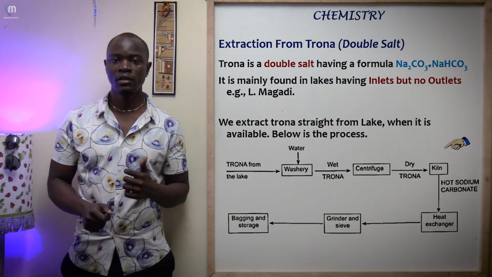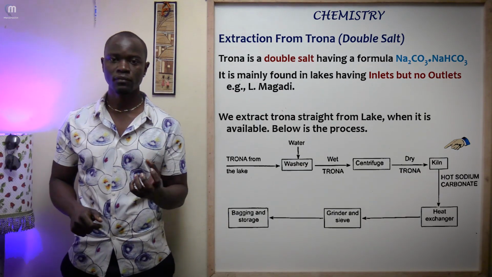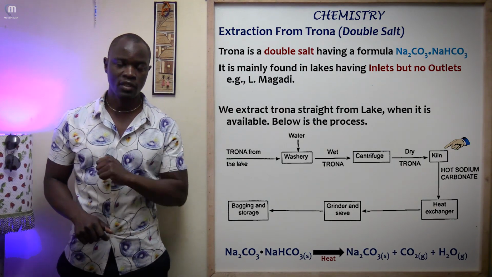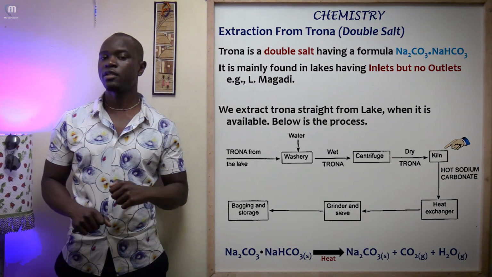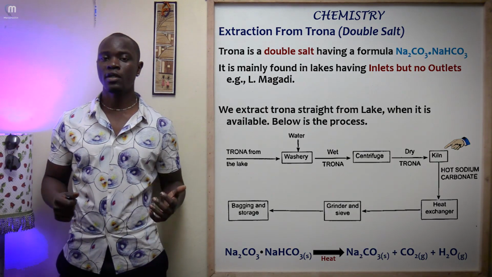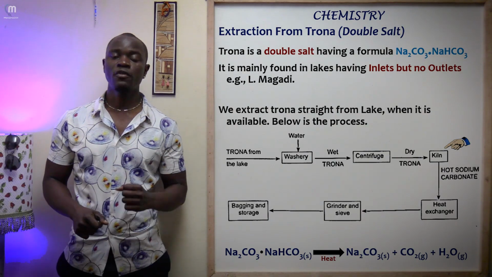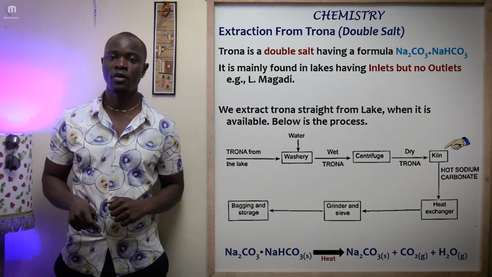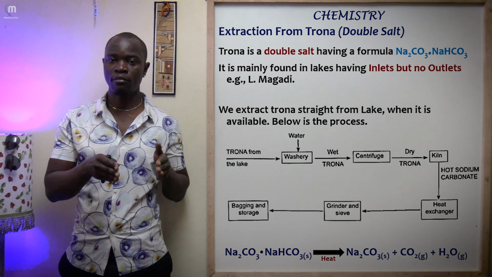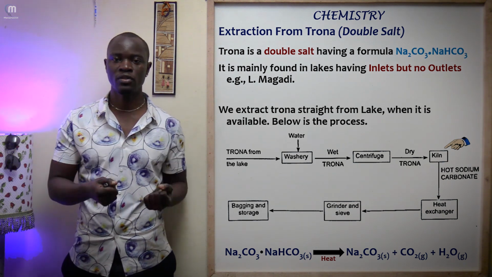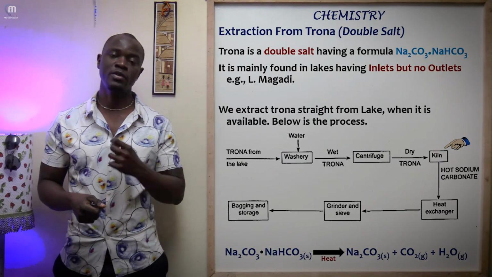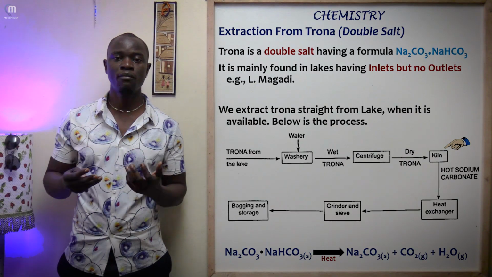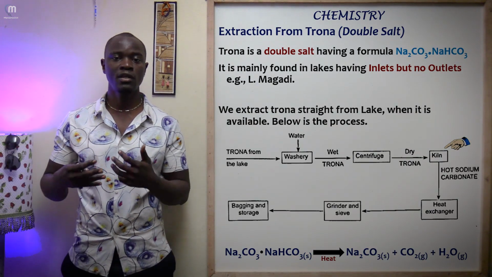The function of the kiln is to decompose this Trona. Remember, Trona is a double salt, and we say that it contains sodium carbonate and also sodium hydrogen carbonate. For this double salt, the sodium carbonate is very stable and cannot decompose. Because remember, in the topic of salts, we said that all sodium, potassium, and lithium salts are very stable and cannot be decomposed by using heat.